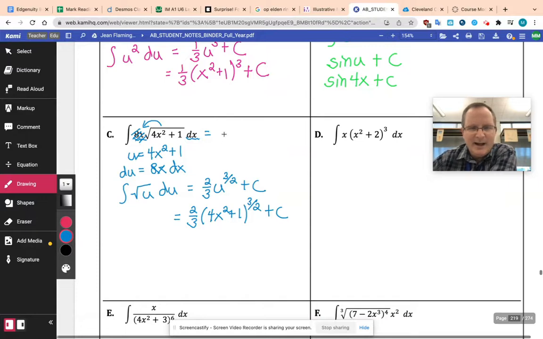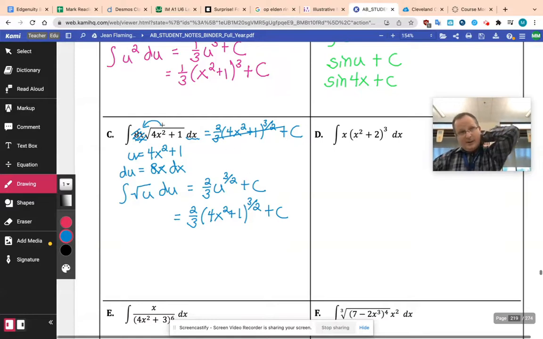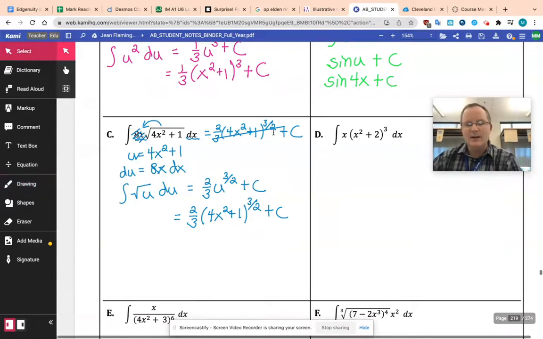Then I now will have 4x squared plus 1 to my new exponent, divide by the same. Plus C. I like that shot across there. It's very nice. It's all tied together. Okay. So there we go.